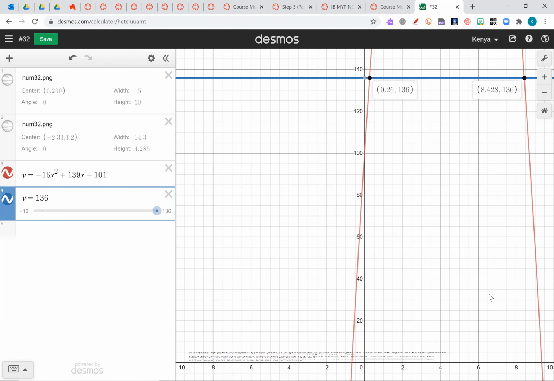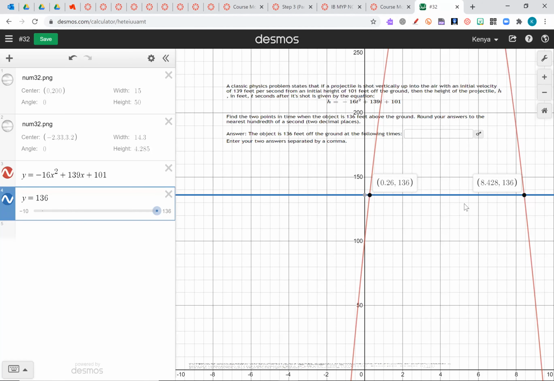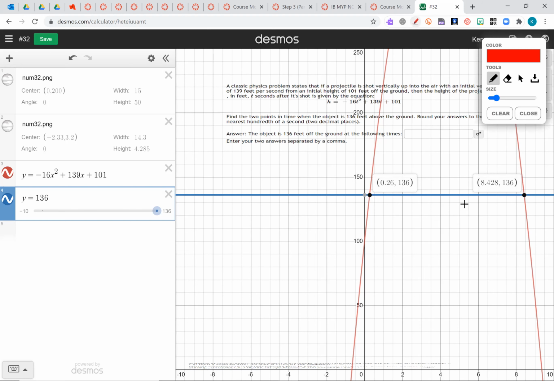8.428 seconds. Remember, when recording your answers, you're going to separate it by a comma. You're also going to round it to 2 decimal places. So 0.26 and 8.428. 428 actually rounds to 43. So 0.26 and 8.43.